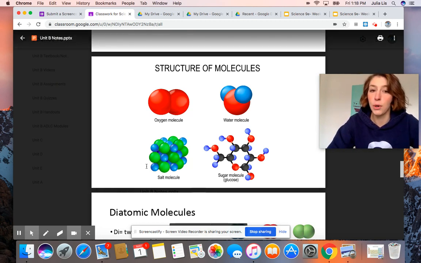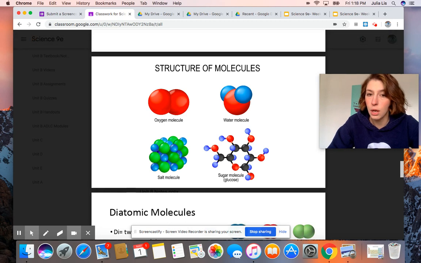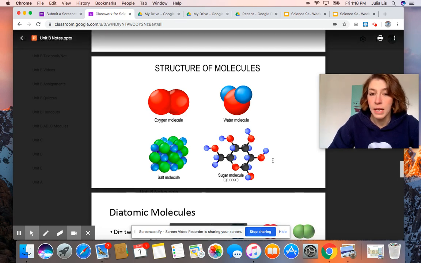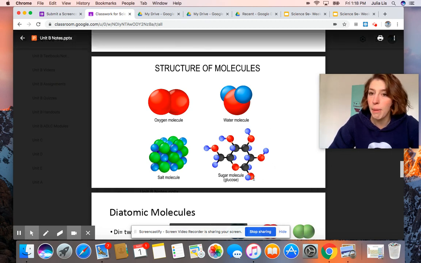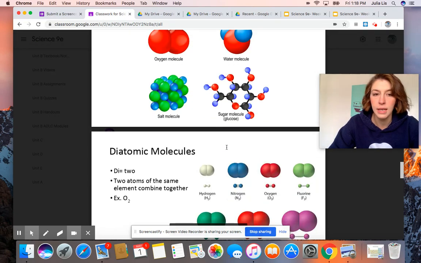Here, this is showing you a more complex molecule of table salt, which is sodium and chlorine. This is glucose, which is carbon, hydrogen, and oxygen all bound together, so it's a more complex molecule.